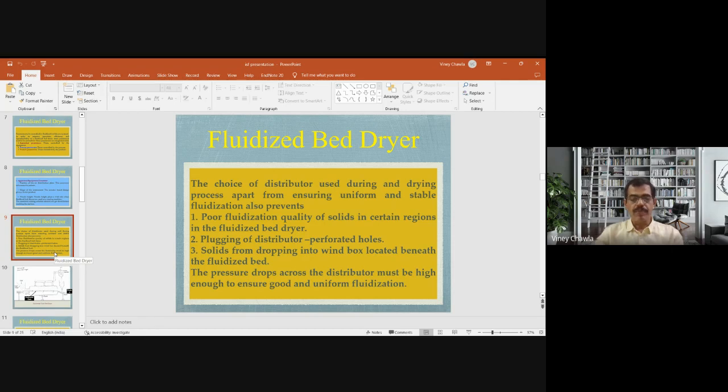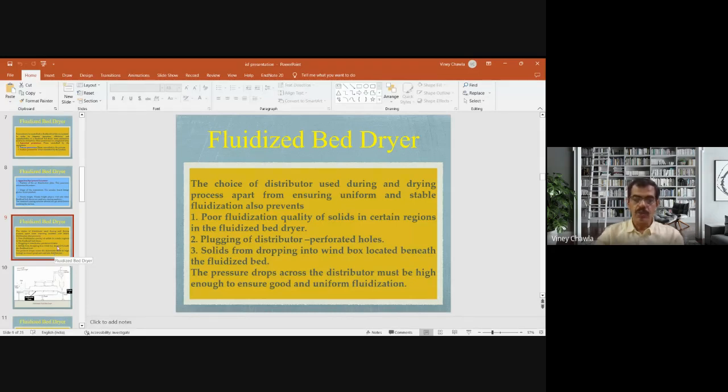Sometimes it also happens that plugging of perforated holes or plugging of the distributor takes place. So if we are using a distributor, this will prevent the plugging of perforated holes. It also prevents the solids from dropping into the wind box, which is located just beneath the fluidized bed. And you'll see that the pressure drop across the distributor should be high so that we can ensure a good and uniform fluidization.